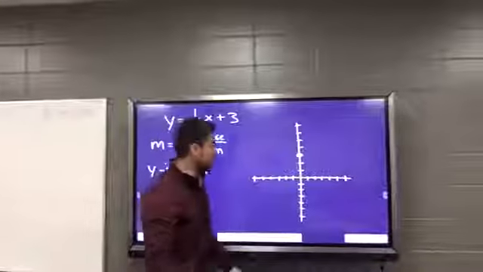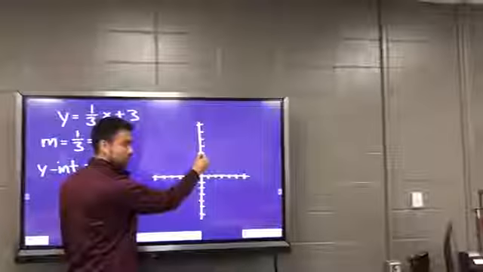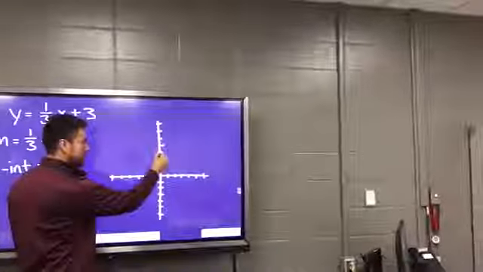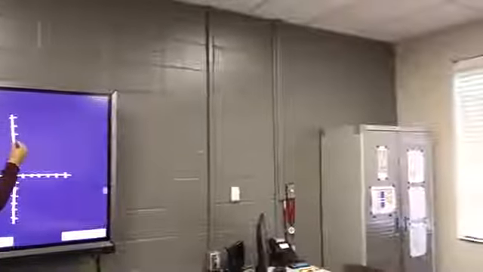Okay, ready? So watch what we're going to do. Put your pencil on that positive 3 on the y-axis. Put your pencil or pen, hopefully it's just a pencil, and go up 1, and then 3 to the right. Put a dot right there.